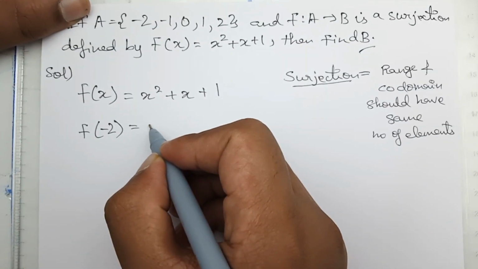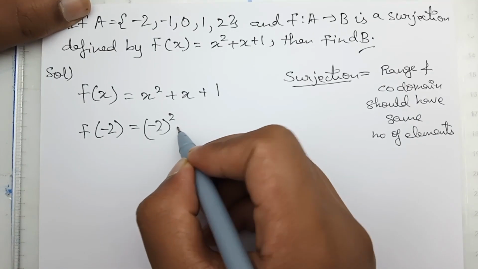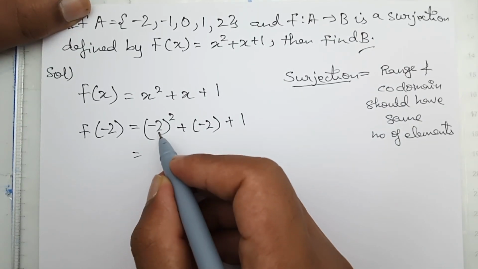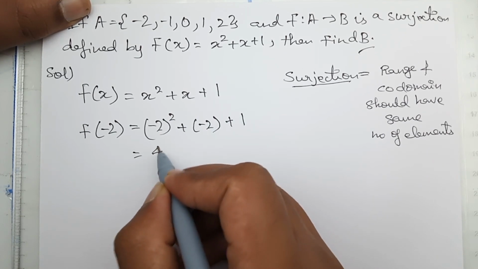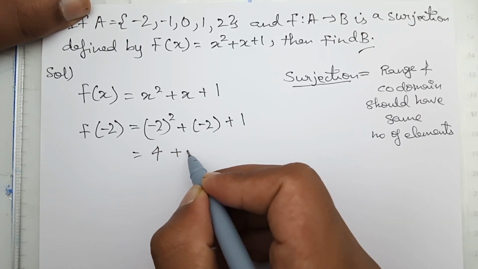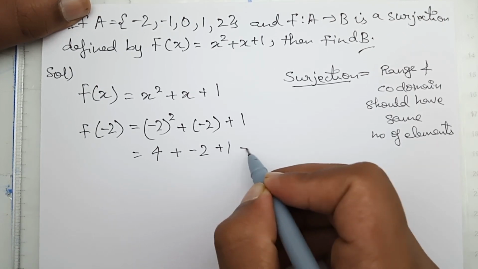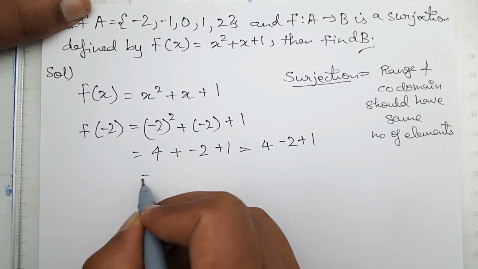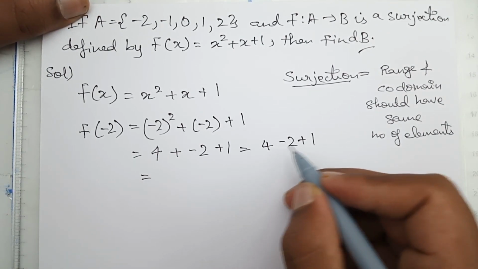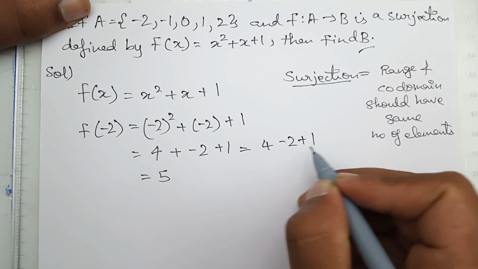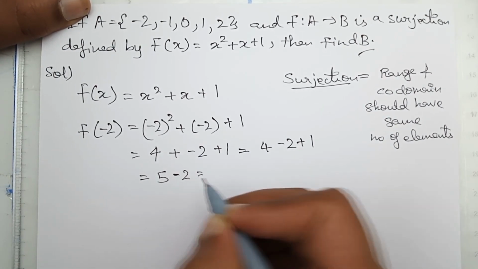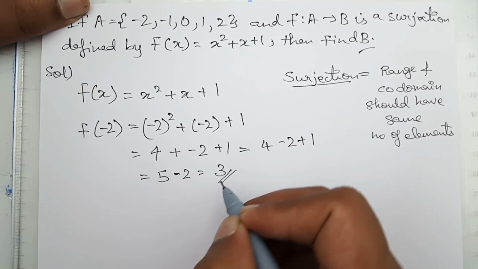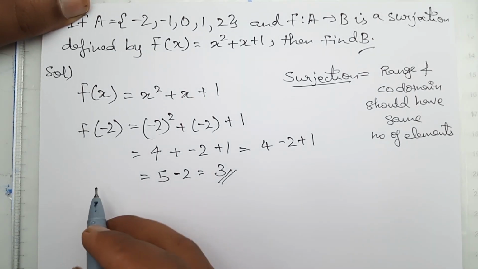Okay, first we'll replace -2. F of -2 is equal to (-2) whole square plus -2 plus 1. Okay, -2 into -2 is 4, plus -2 plus 1. Now 4 plus 1 is 5, and 5 minus 2 is 3. Okay, 3 is the solution of f of -2.